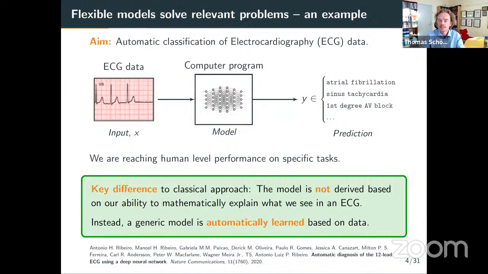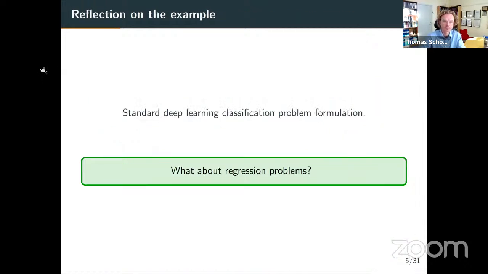Okay, so this is classic in the sense that the output here is a class, it's a classification problem. But what about regression problems? How do we deal with them?